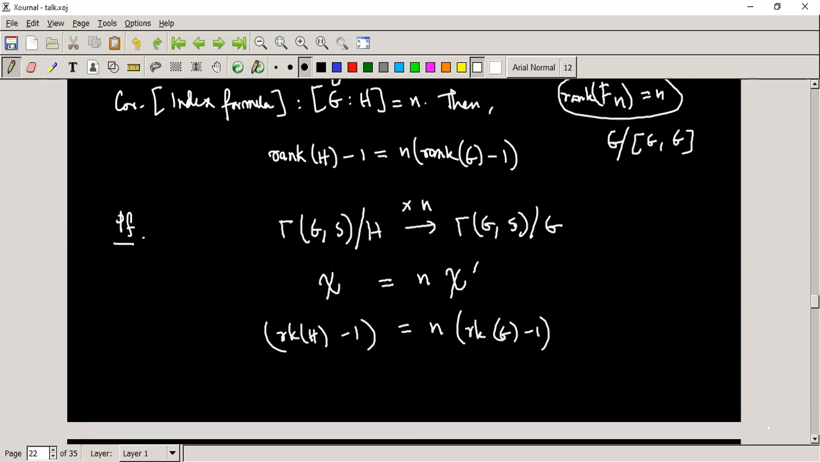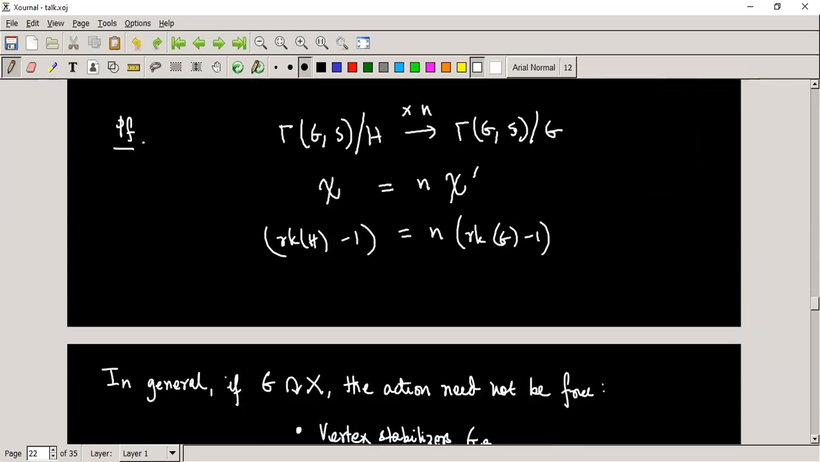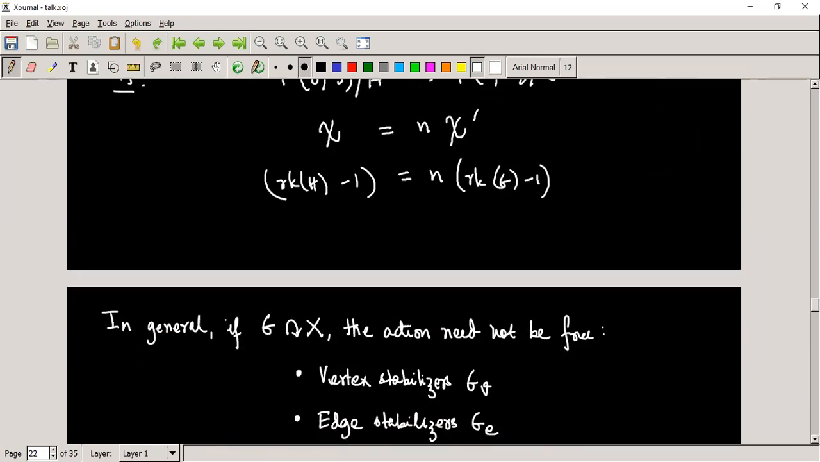But again, you can give completely elementary proofs of these things. These are all in Serre. But it becomes one line when you know some algebraic topology.